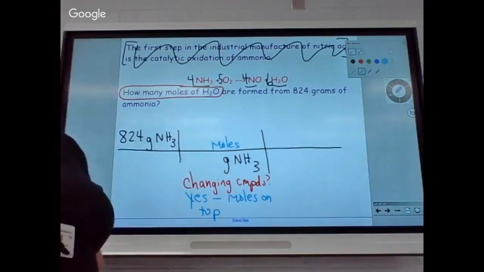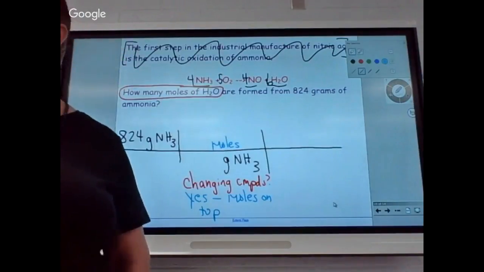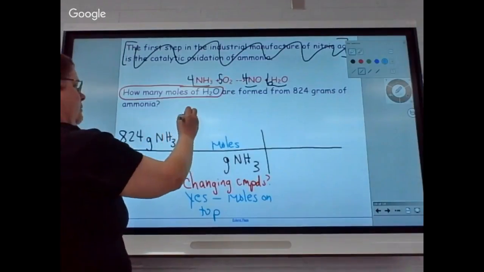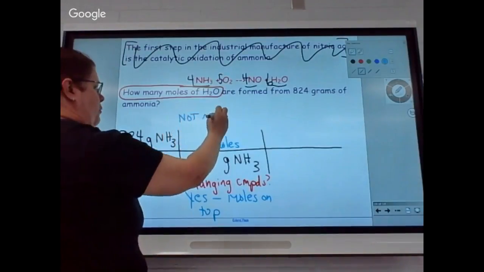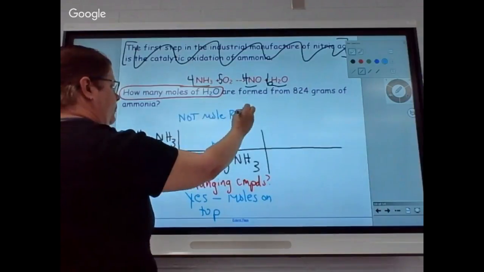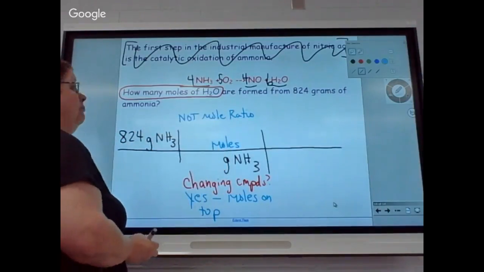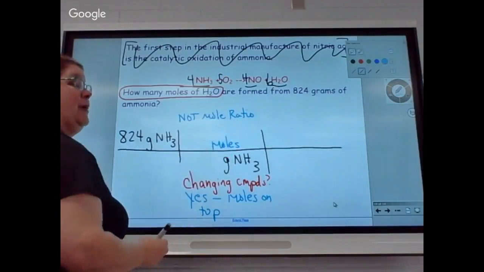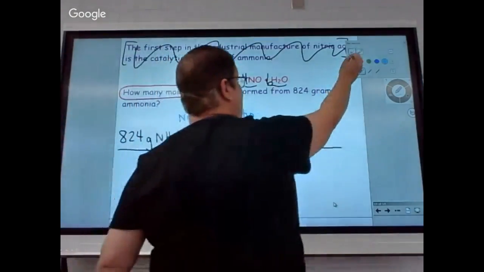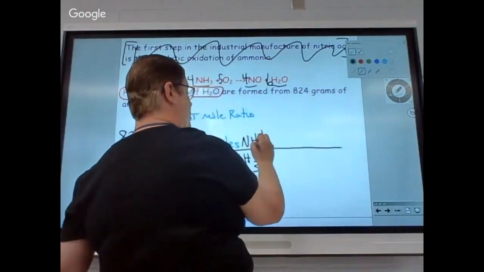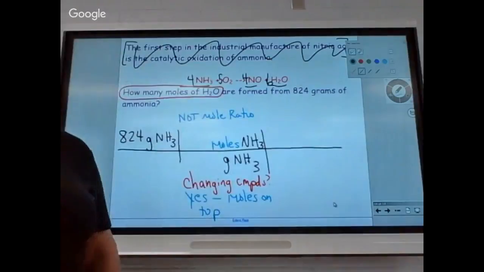Now, can I change compounds, grams to moles? This right here is not a mole ratio. So can I change the compound? So what am I putting back on top here? I'm putting NH3 right back on top here. I can't change yet because this isn't my mole ratio.